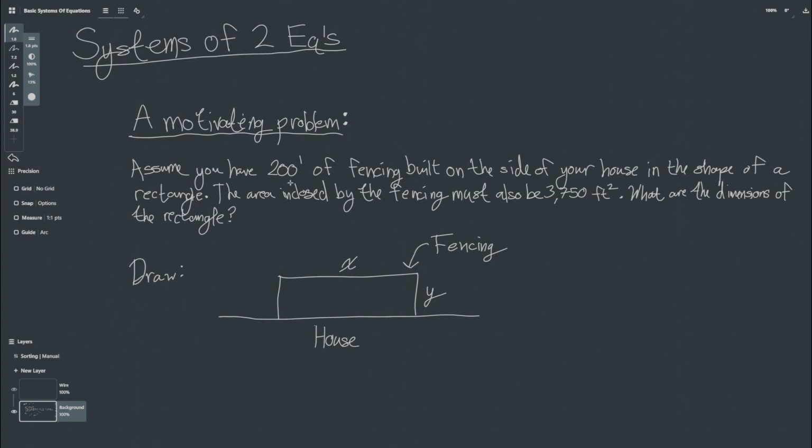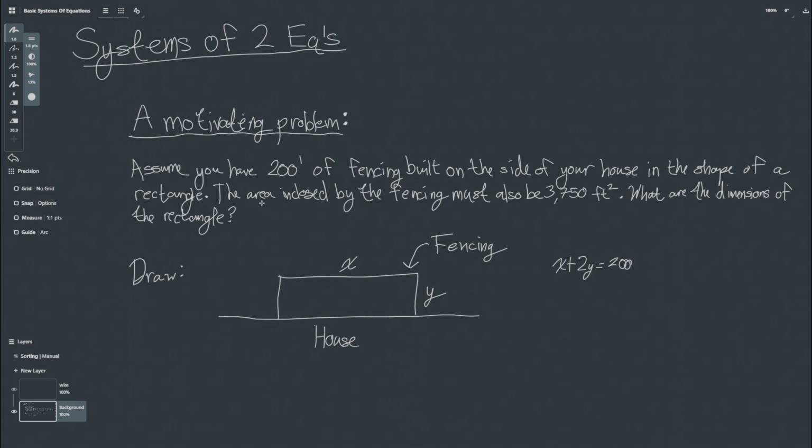Now let's translate this written problem into some equations. So if this length of the rectangle is x, and then these two sides here are y, we have 200 feet of fencing, then x plus 2y must equal 200. That's because we have the length of this side x plus the length of this side y plus the length of this side, which is also y. So we just have x plus 2y. And notice I'm not including this side because this is built on the side of the house.